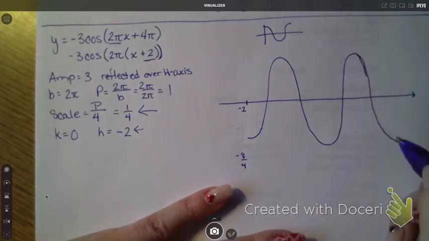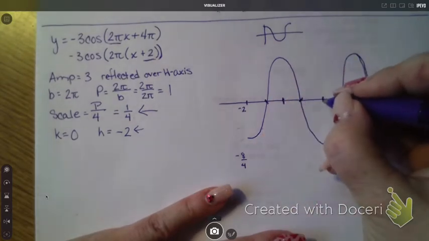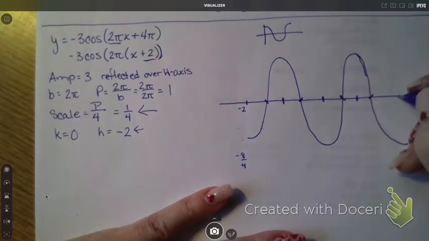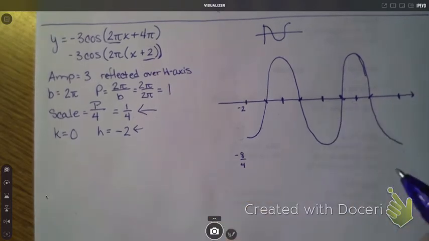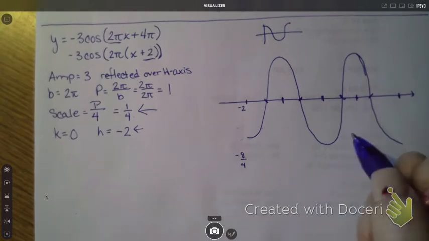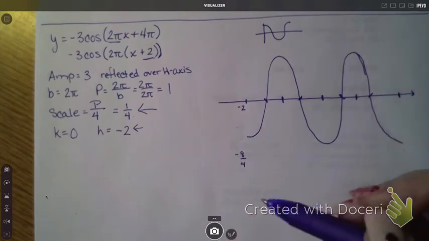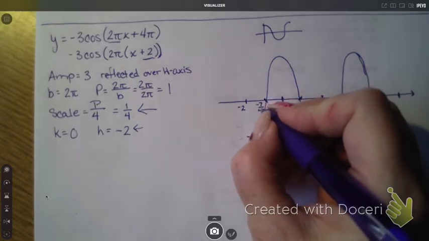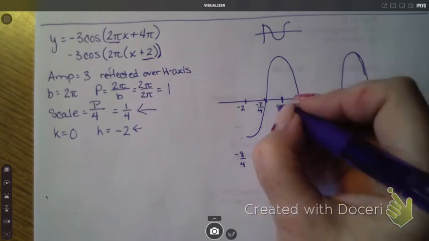And what I always do is before I start labeling, I mark them, so I don't miss any. Because if you're marking while you're labeling, you're going to miss one. So I need to add what to negative 8 pi over 4? 1/4. So negative 8 plus 1 is negative 7. Negative 7 plus 1 is negative 6. Just negative 3 halves.